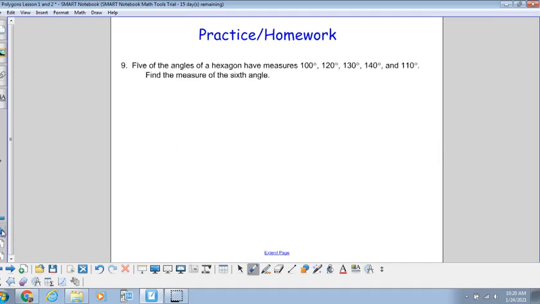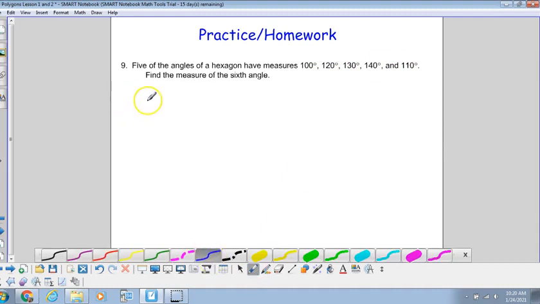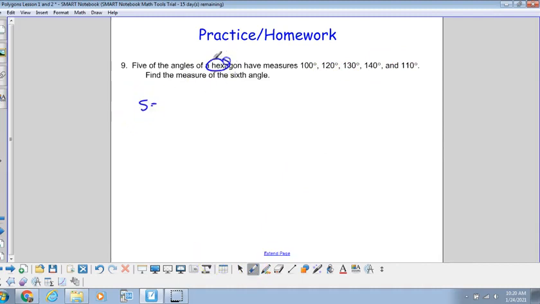Okay, now these last two, well, the last one's a little more challenging. This one says 5 of the angles of a hexagon have measures 100 degrees, 120 degrees, 130 degrees, 140 degrees, and 110 degrees. Find the measure of the 6th angle. So we need to find the sum. A hexagon has 6 sides, so we'll calculate 6 minus 2 times 180. That gives us 720. So all 6 of them add up to be 720.